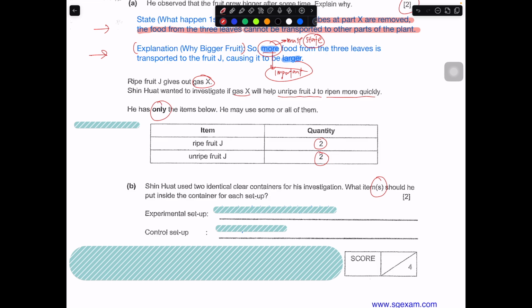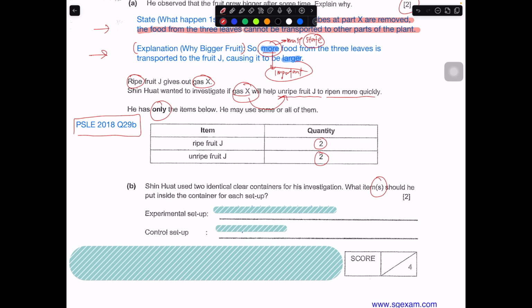So over here, this is actually a very old PSLE question. It's 2018, question number 29. It's testing how you set up an experiment to test your aim. Your aim is to check if gas X can help make the fruit ripen faster. And gas X comes from where? Gas X comes from a ripe fruit.